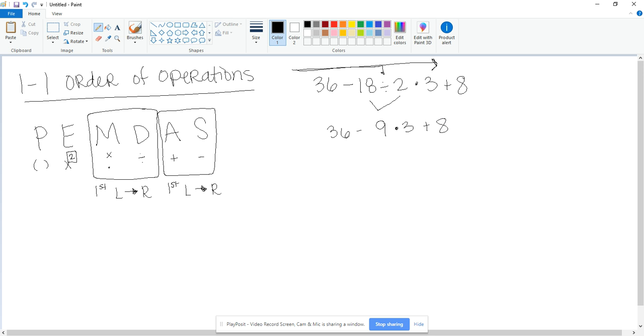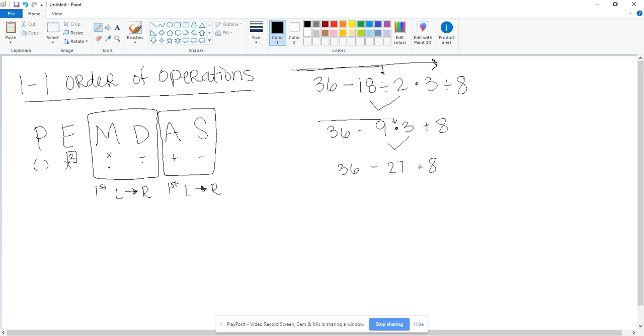At this point, I still haven't gotten all the way to the end with using multiply and divide. So I need to double check and make sure there aren't any more multiplication or division operations. As I go through, I'll notice this right here is my next one. 9 times 3 is 27. So I take 36 minus 27, bring down plus 8, and I've brought everything that I haven't used yet down. Now, I'm done with multiply and divide. I don't have any more of those.